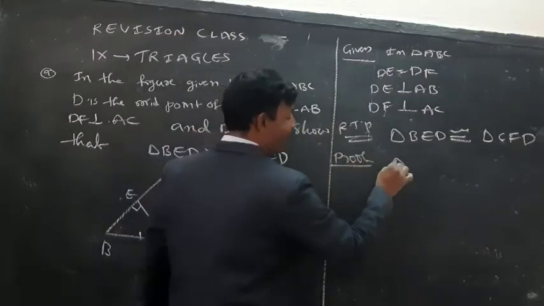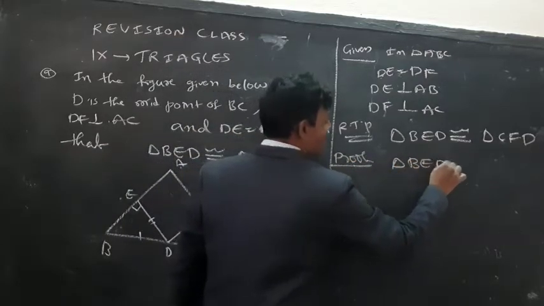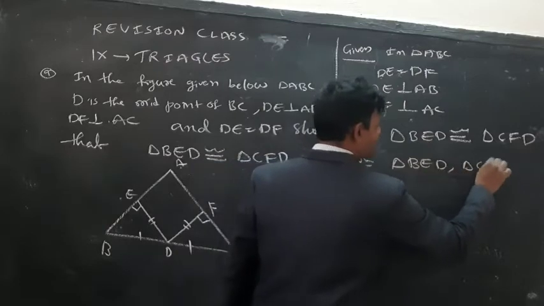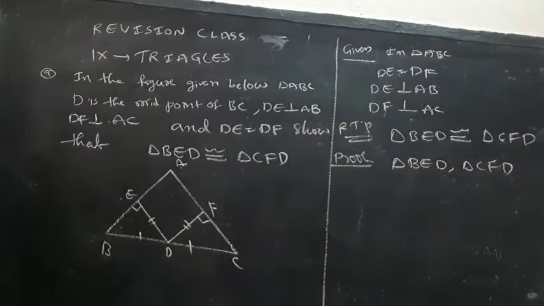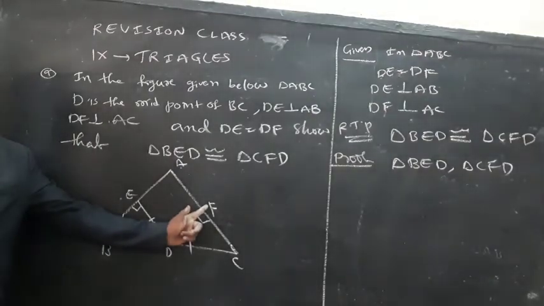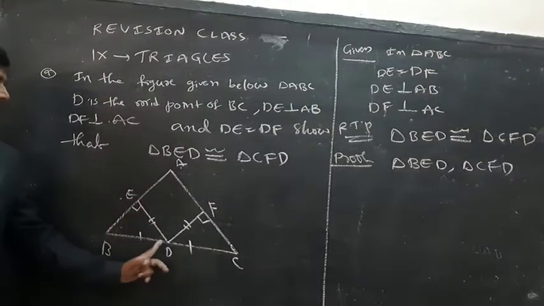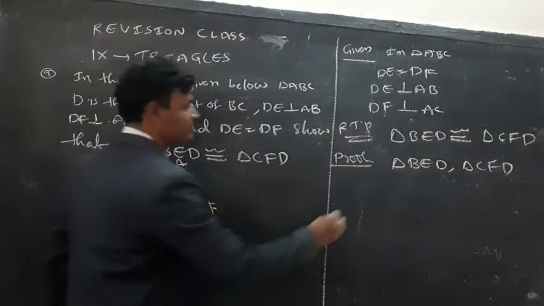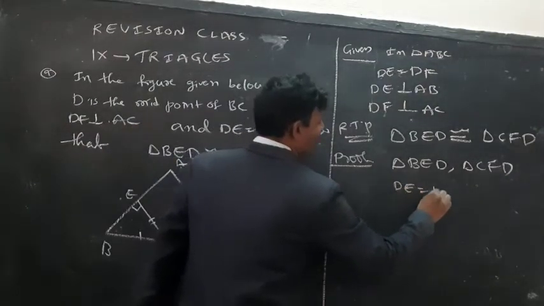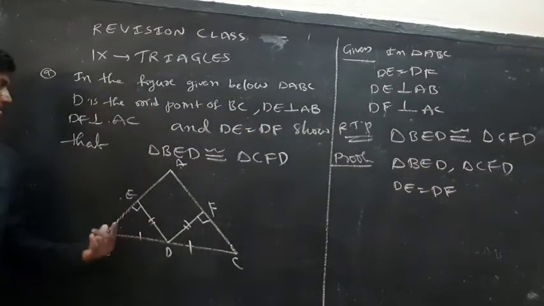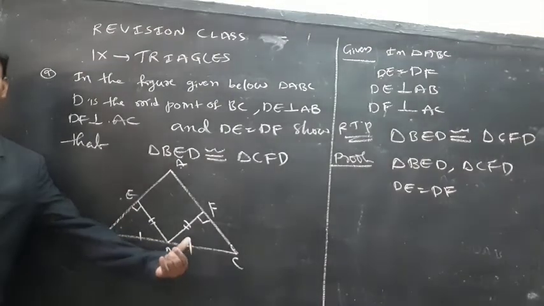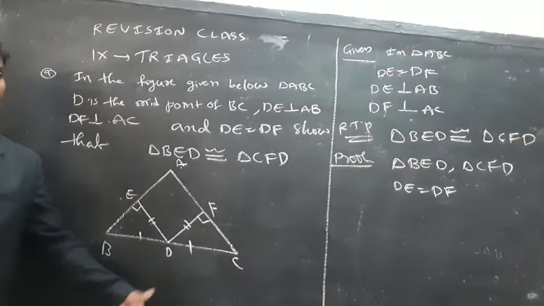In the proof, I am comparing these two triangles, triangle BED and triangle CFD. By comparing, what can we observe here? See, the length of DE and the length of DF both are equal. DE is equal to DF. Next, BD and DC both are equal. Why? D is a midpoint of BC.